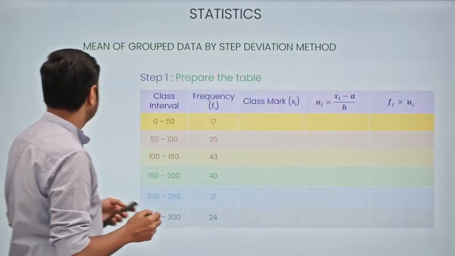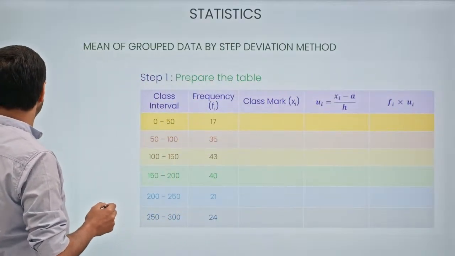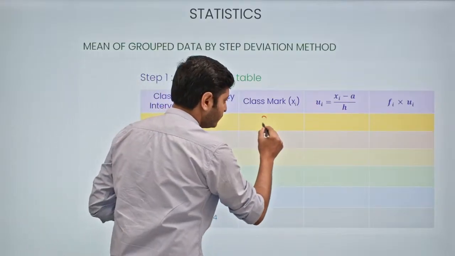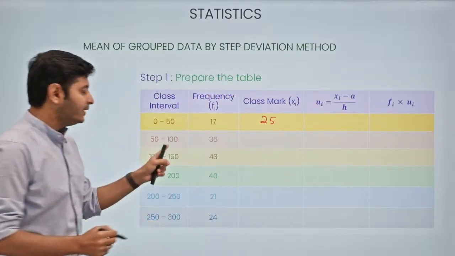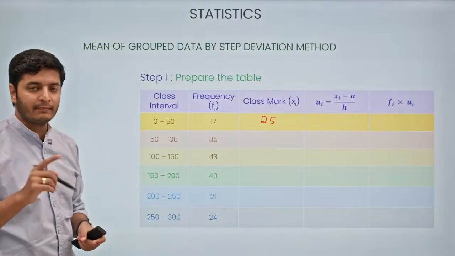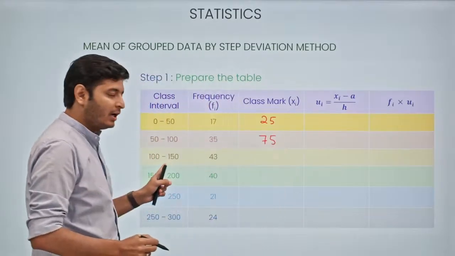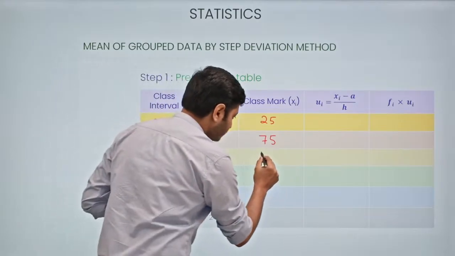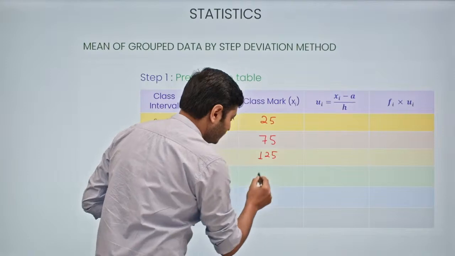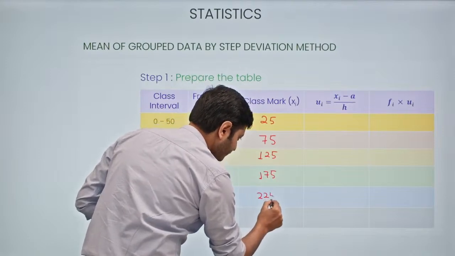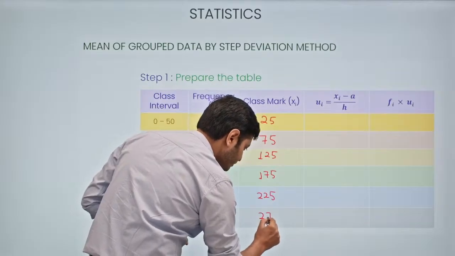So 50 plus 0 by 2, 25. Then we have 100 plus 50 by 2, that is 150 by 2, 75. Then 150 plus 100 by 2, 125. Now 175, 225 and 275.